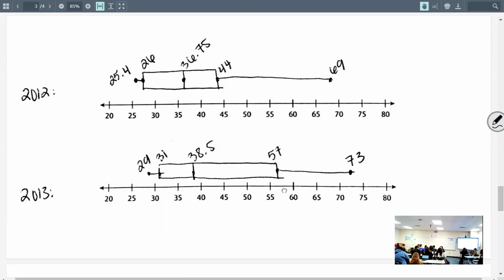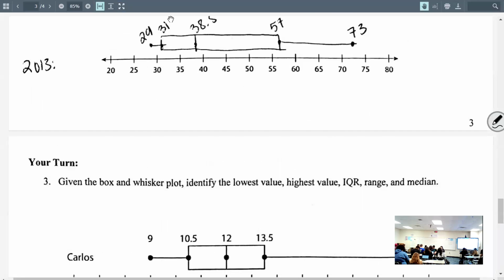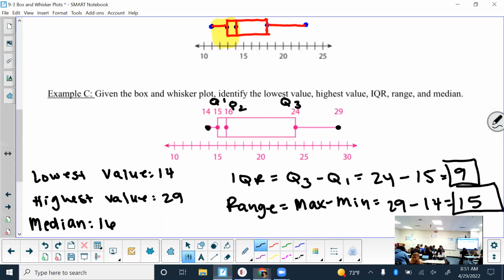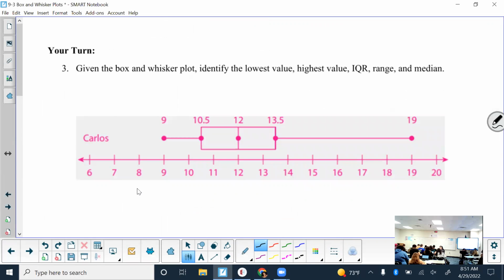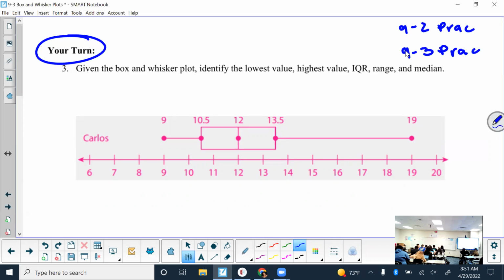All right, now what I'm going to have you do is the Your Turn, which is on the back of page 4. This one. So try that one. We'll go over it in about 2 to 3 minutes. And then you're working on any of the practices from this week. The 9-2 practice is the one I'm checking today. But the 9-3 practice is the one you just learned.